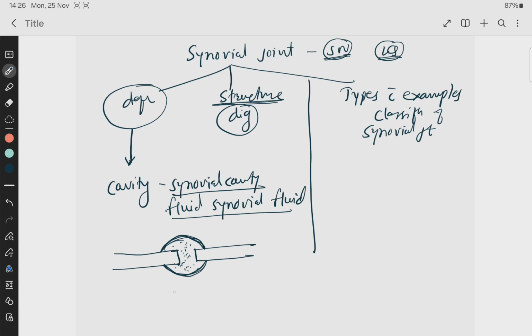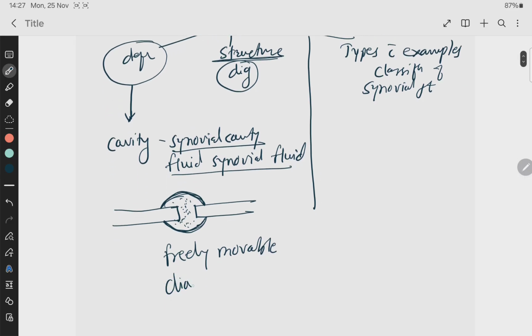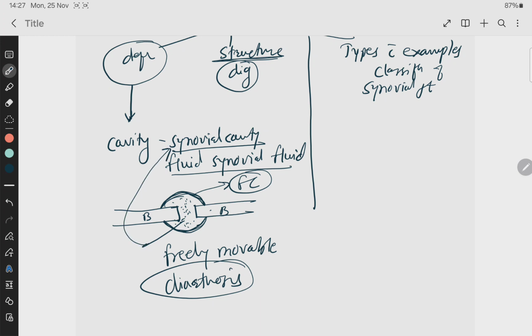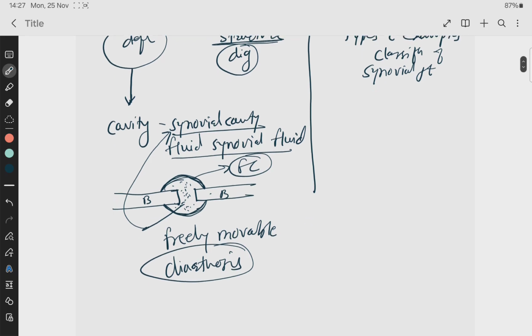So synovial joints are freely movable type of joints, and that's why they are called as diarthrosis, okay, as they are freely movable. So what is synovial joint? It is the joint where the 2 bones are connected by connective tissue called as a fibrous capsule, and between these 2 bones there is a space that is called as the synovial cavity, which is filled with the synovial fluid, okay. So what is the synovial joint, हमने explain किया.